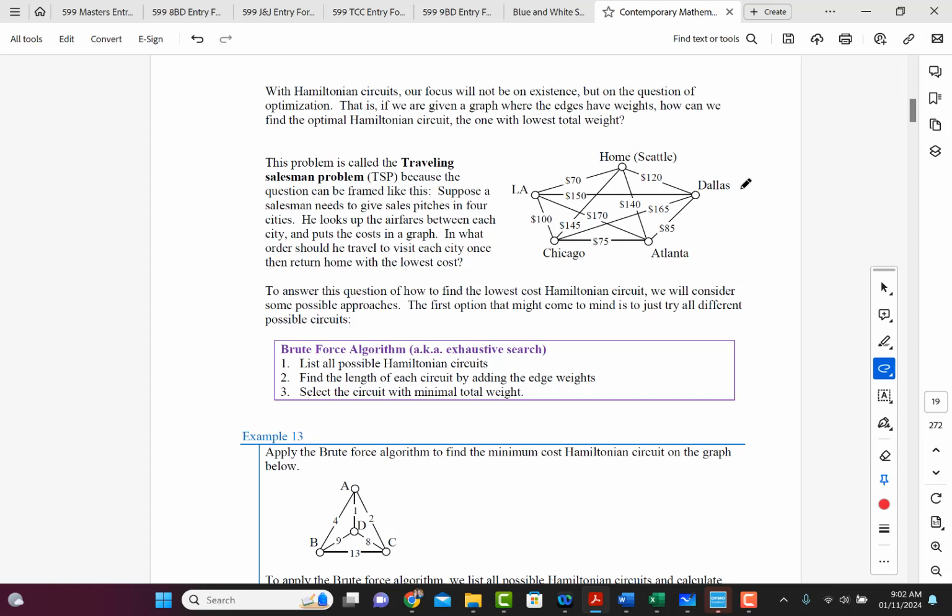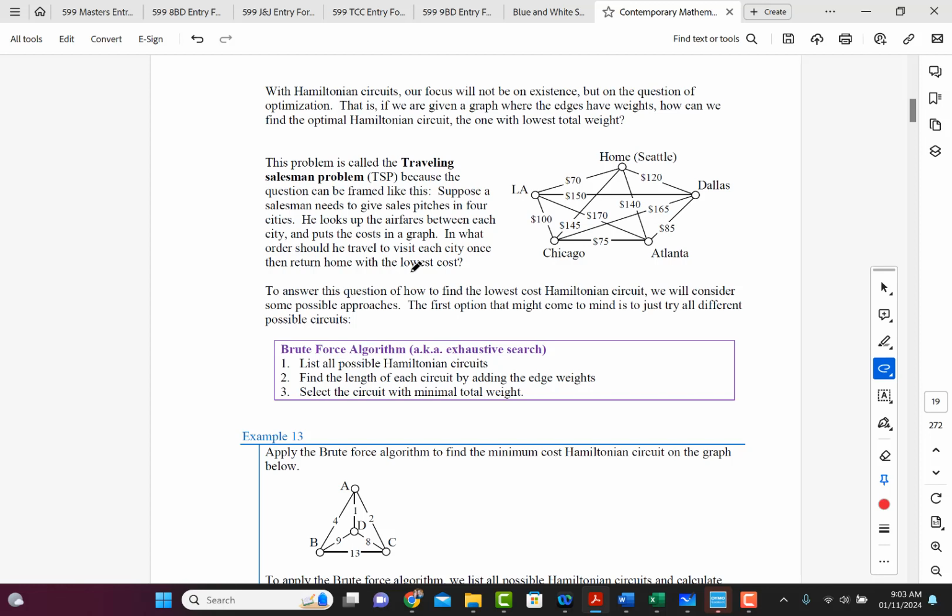Suppose a salesman needs to give sales pitches in 4 cities. He looks up the airfares between each city and puts the cost in a graph. In what order should he travel to visit each city once, then return home with the lowest cost? To find the lowest cost Hamiltonian circuit, we will consider some possible approaches. The first option that might come to mind is just try all different possible circuits.